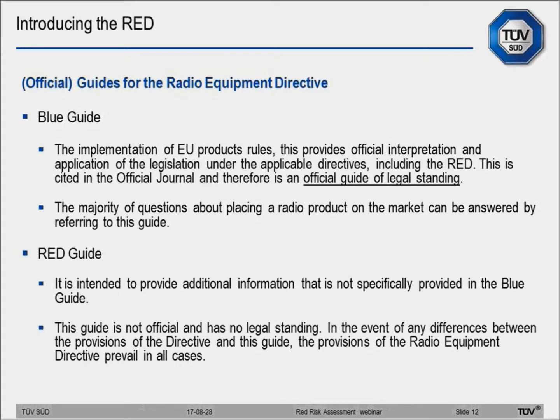There are two main guides for interpreting and applying the Radio Equipment Directive, the Blue Guide and the Red Guide. The Blue Guide is the implementation of EU product rules. This provides official interpretation and application of the legislation. This is cited in the official journal and therefore is an official guide of legal standing. The majority of questions about placing a radio product on the market can be answered by referring to this guide.